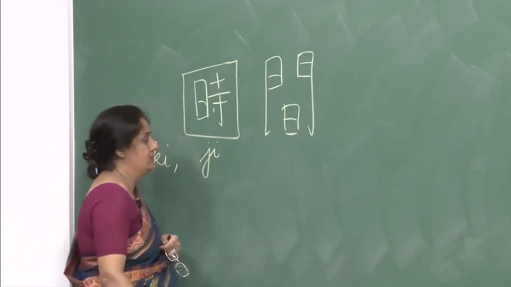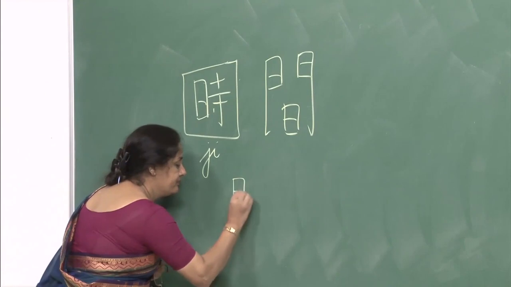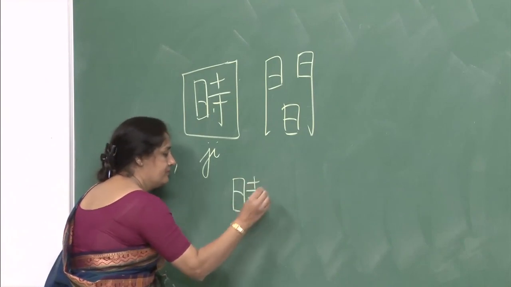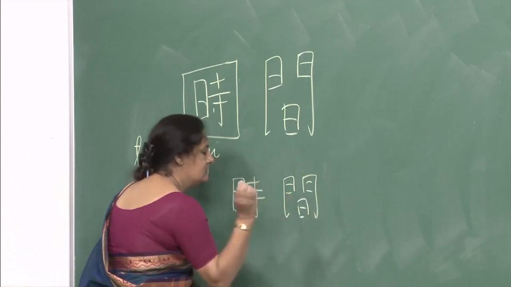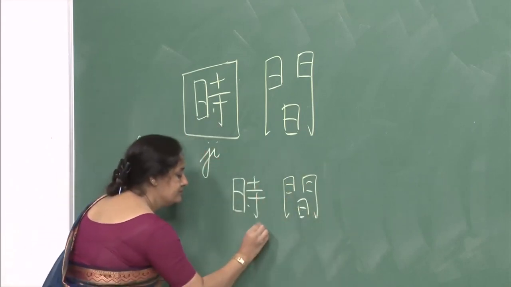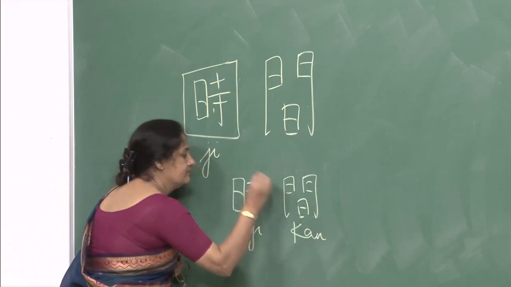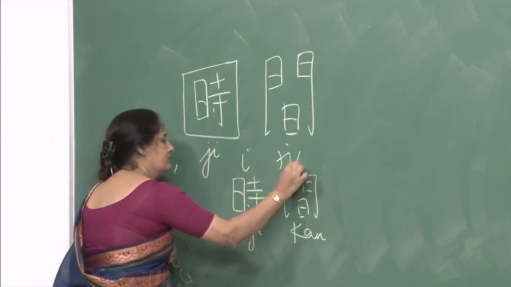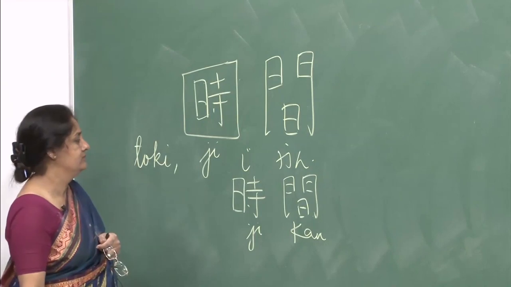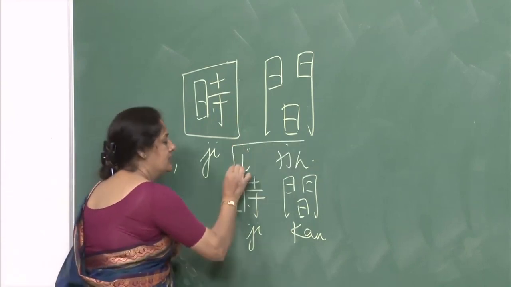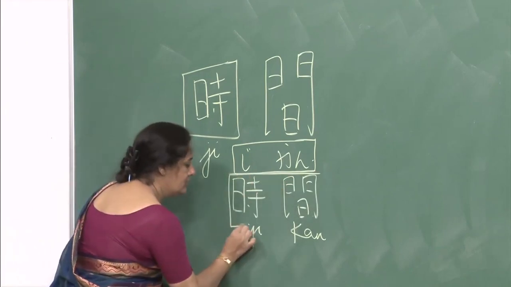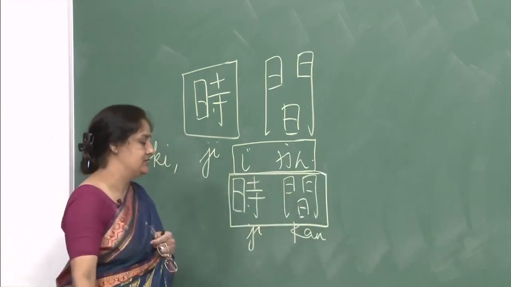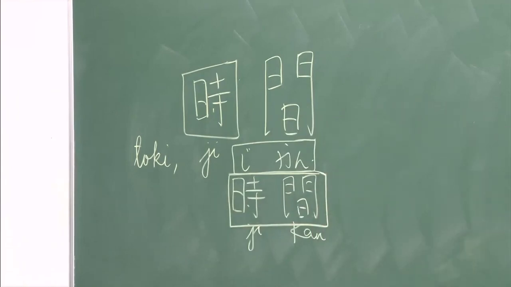Jikan. So once again, jikan. Jikan. This is how you have done it earlier. Now you do it like this. Remember it as this character, jikan, for time.